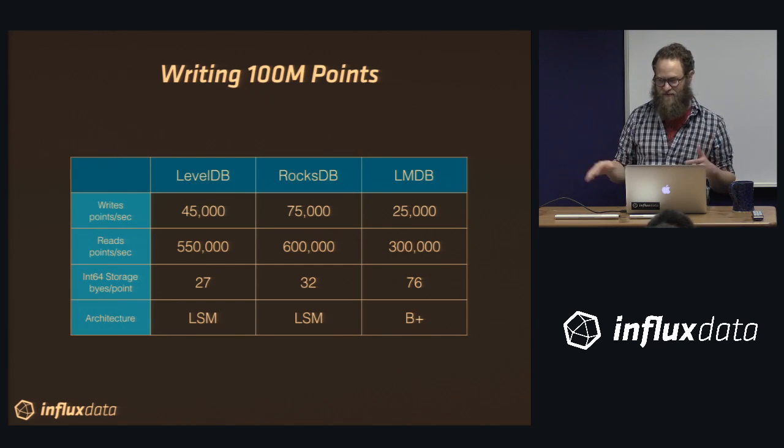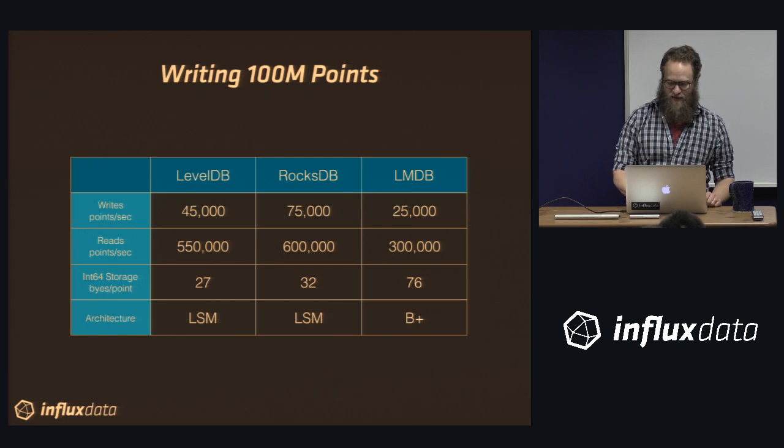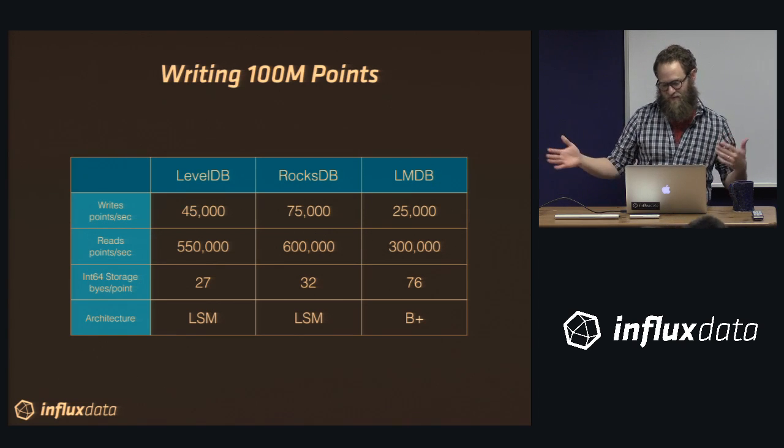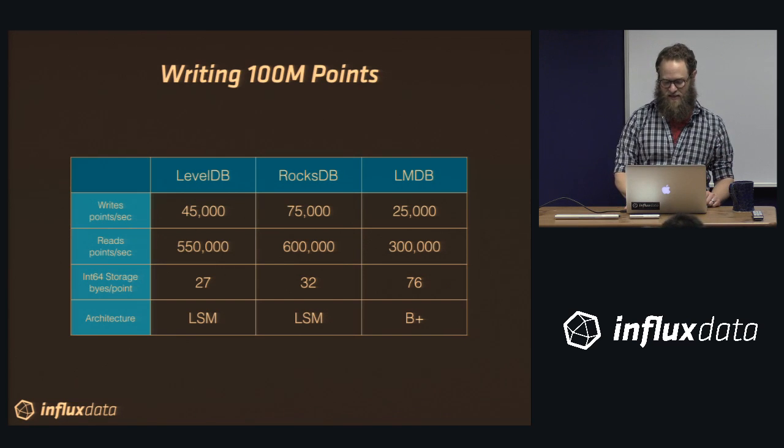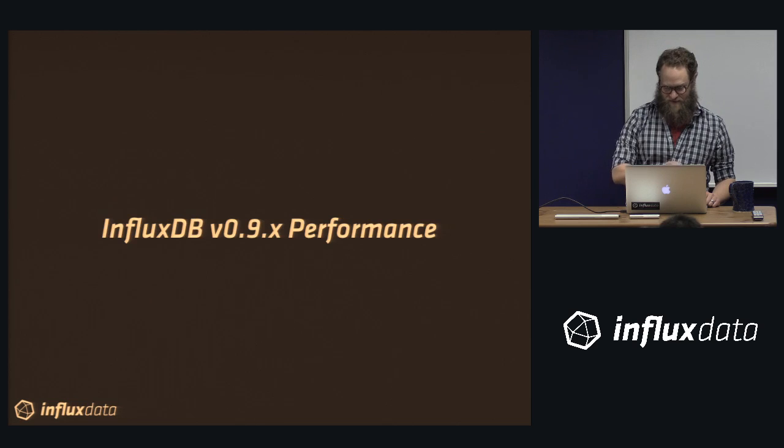And again, these are naive. This is just throwing it on a MacBook Pro, running it, seeing what happens, and that's where we came out. This was with 100 million points, so over a fairly long interval. I think it took on the order of 10, 15 minutes to write the entire data set for the test. So that's how things stacked up with 0.8.